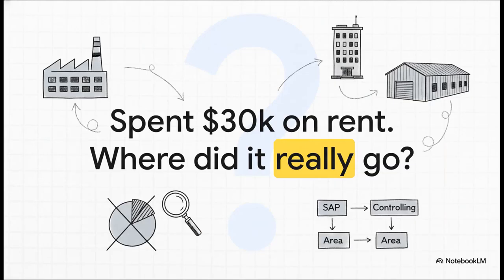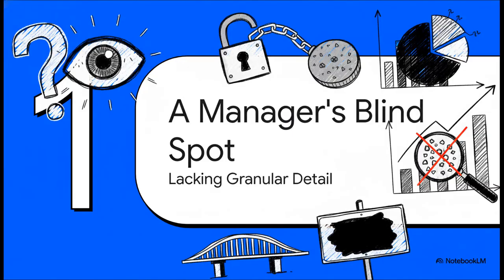So, picture this. Your company's monthly financial report comes out, and it shows a line item, rent expense, $30,000. Okay, great. The number is accurate. But is it useful? I mean, where did that money actually go? Was it for the factory, the corporate headquarters, a storage facility? The thing is, your standard P&L statement just can't answer that question. And you know what? That creates a massive blind spot for anyone trying to actually manage the business.